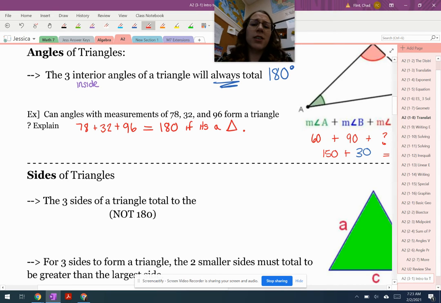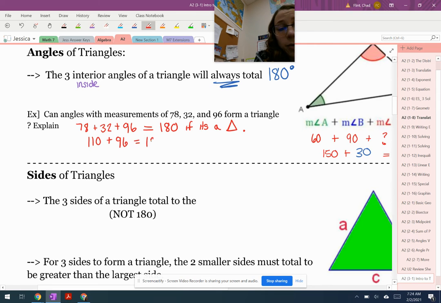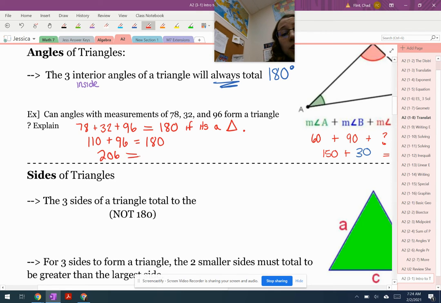And the great thing about triangles is that we can abbreviate the word triangle with the shape. It's very rarely that we can do that. So 78 plus 32 is 110. And I can see already that this is going to be no bueno because 110 plus 96 is going to be 206, which is not equal to 180. Which means no.